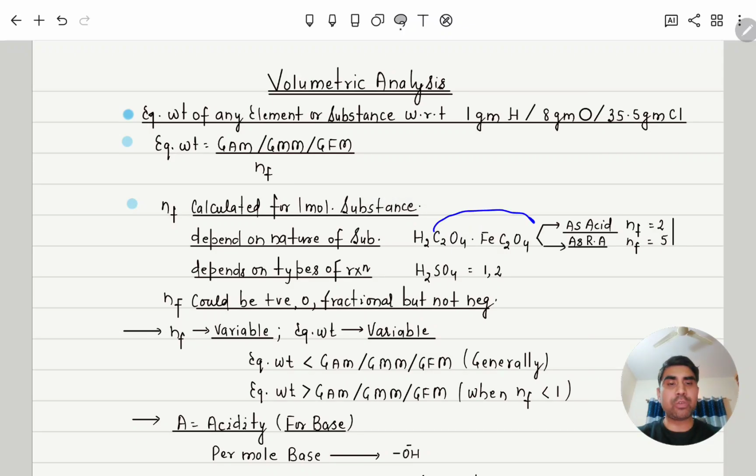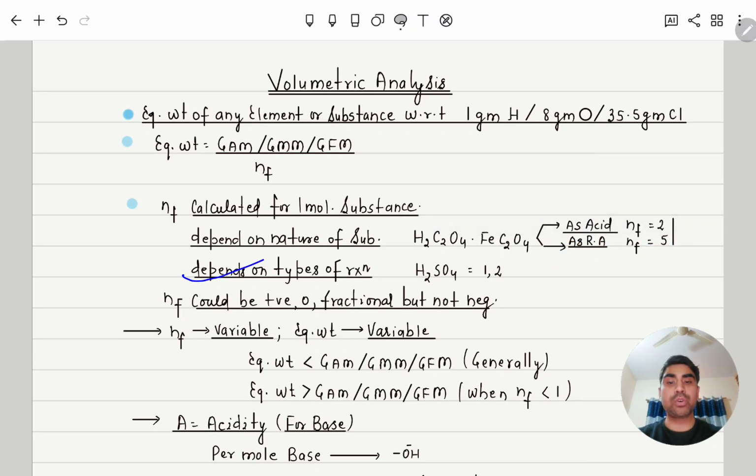So what will the change be? Plus 3 to plus 4, that is 1. And how many carbons in total? 4. So 1 into 4 is 4, and along with that iron goes from plus 2 to plus 3, so from iron it is again 1. Total it is 4 plus 1, 5. So for the same substance, the n factor depends on its nature: behaving as an acid, the n factor is 2, and behaving as a reducing agent, the n factor is 5.